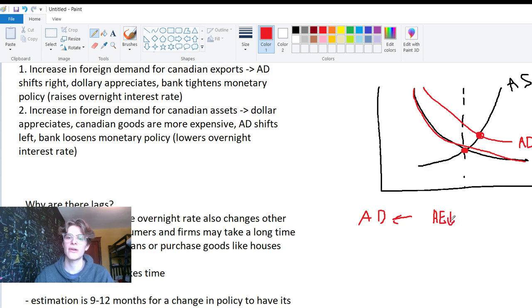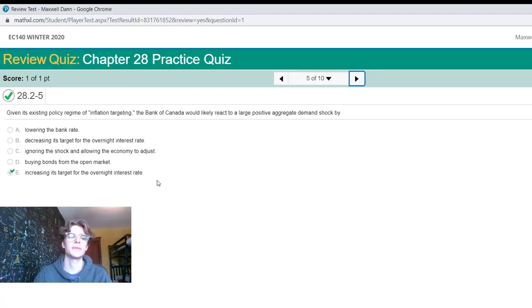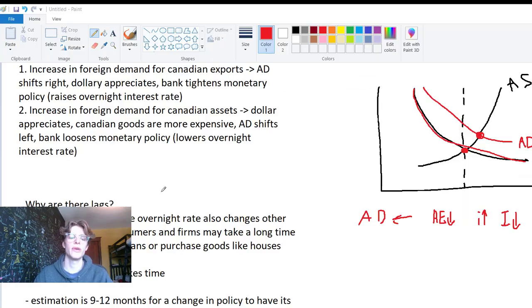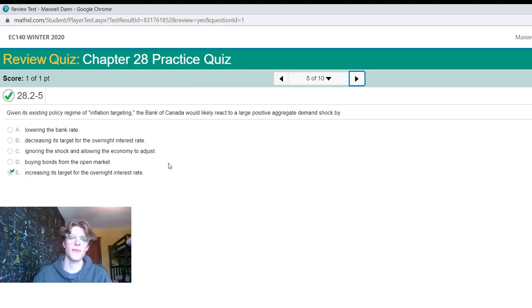And how can the bank lower AE? Well, they can do that through the interest rate. If they increase the interest rate, remember they can affect the overnight interest rate, then that's going to decrease investment, and that will shift us back there. So that's what they're going to do. The other example would be if they did nothing, then our AS curve would shift, right? But now we're at a higher price level, so that means that there's inflation, and that's not what the bank wants. So they're going to increase the interest rate in that case.